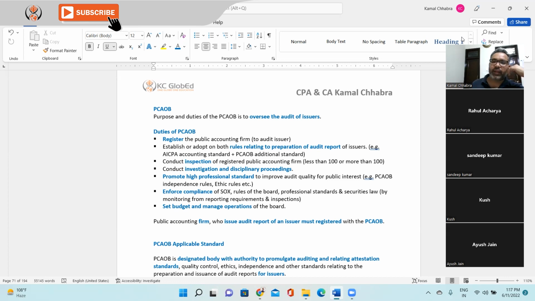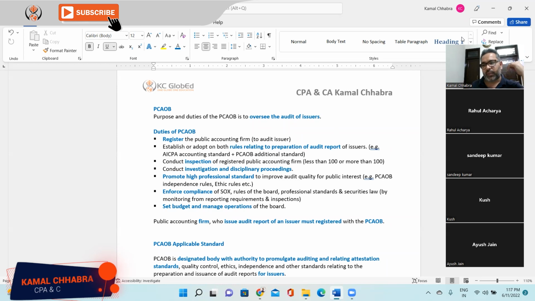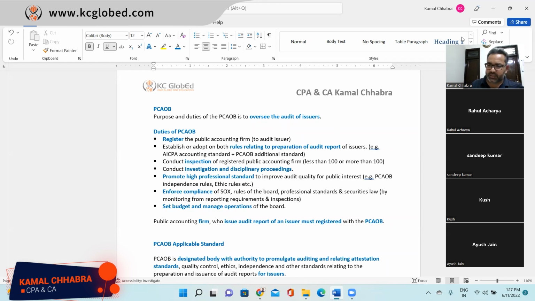So, PCAOB independence rules and ethics rules. Here also the PCAOB has adopted the AICPA independence rules and ethics rules, and then they have added certain requirements for the listed company auditors. So the base is the same as what we learned in the last class, independence rules and ethics rules, and there are certain additional things they have added for the listed company auditor.